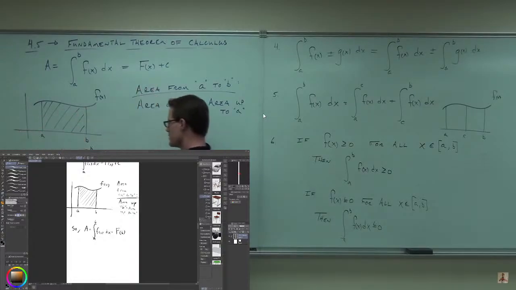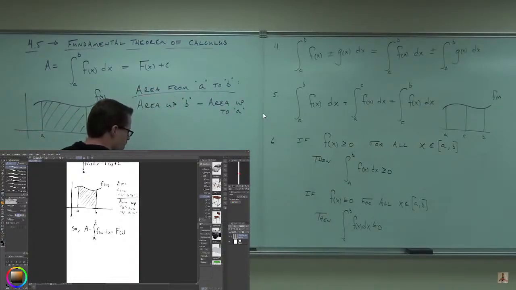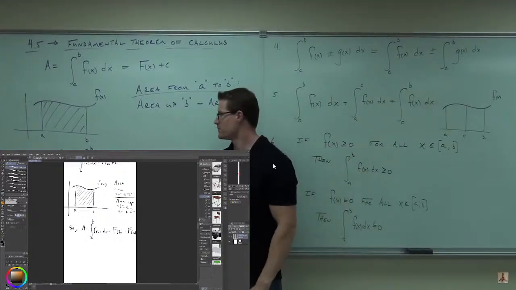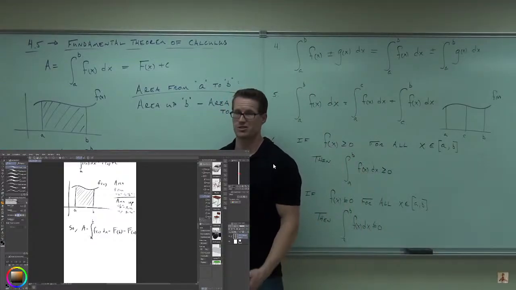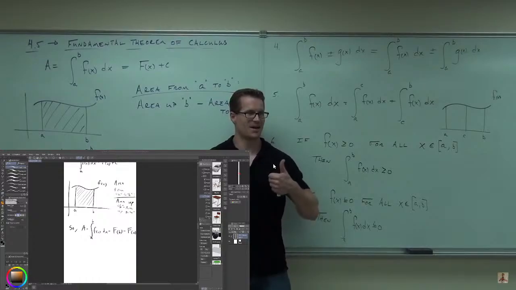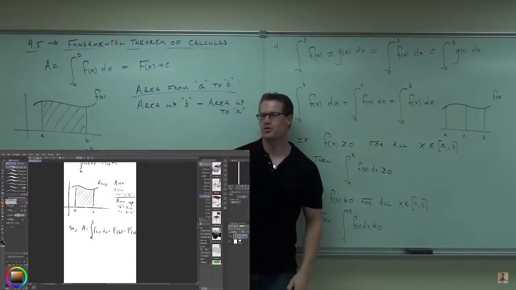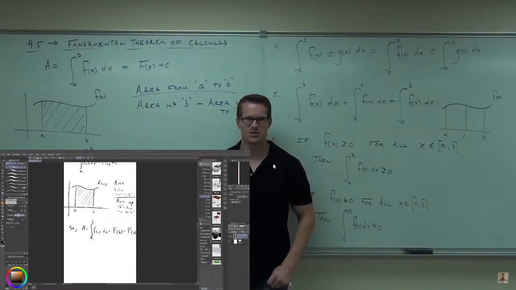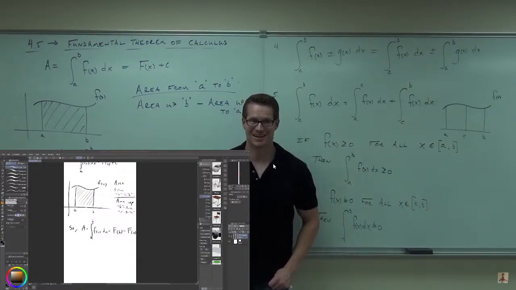The area up to B, plug in B. The area up to A, plug in A. That's how you do a definite integral. You find the antiderivative and you plug in your bounds. It's actually that easy. Not bad? Now there's one question out there. What's the question? Do you see it? What do you do with C?